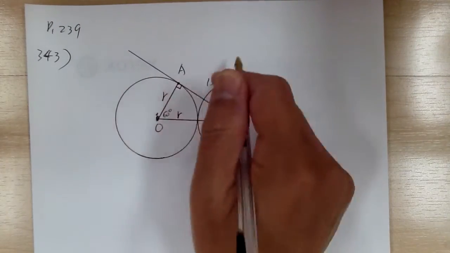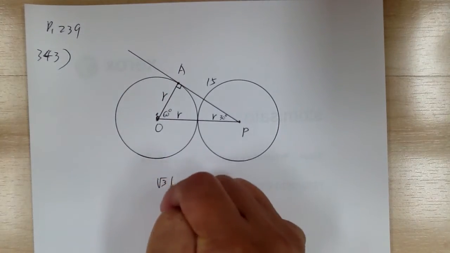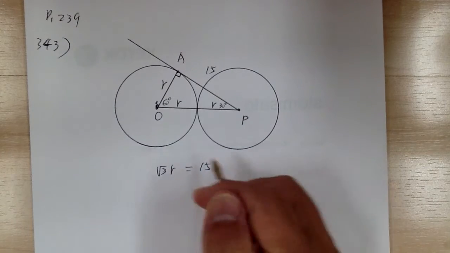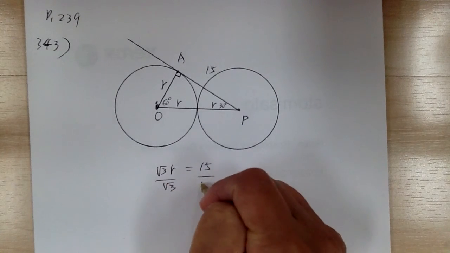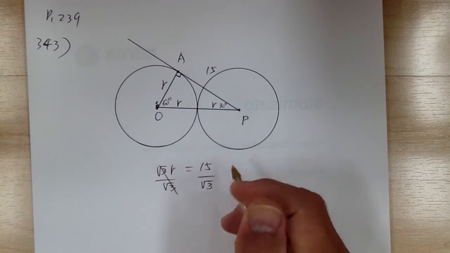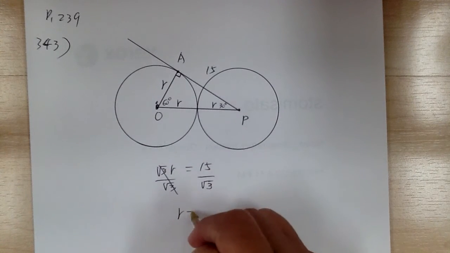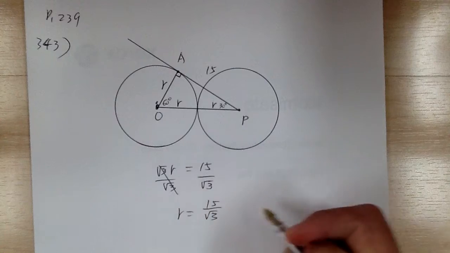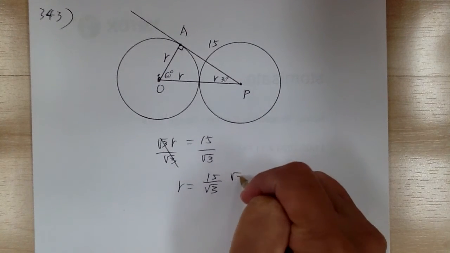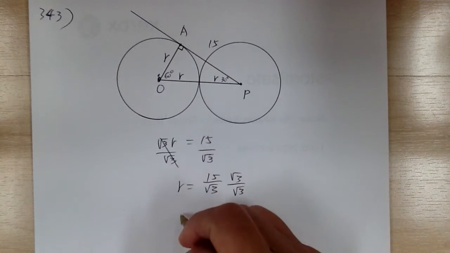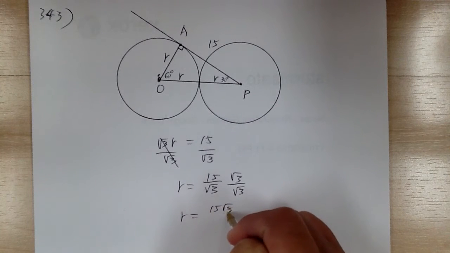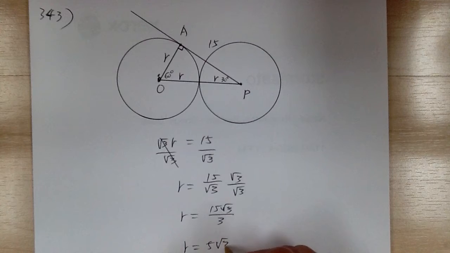So the relationship is that square root of 3 r equals 15. So divide by square root of 3, divide by square root of 3, they cancel out. And now you have square root of 3 on the bottom, so you get r equal to 15 over square root of 3. To simplify that, multiply by square root of 3. So r equals 15 square root of 3 over 3, and you reduce, so r equals 5 square root of 3.